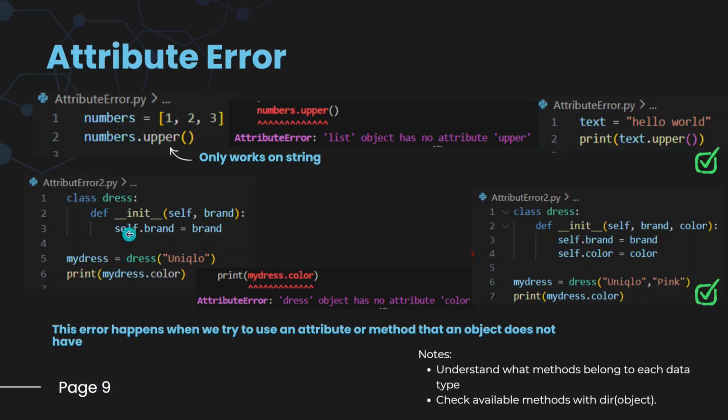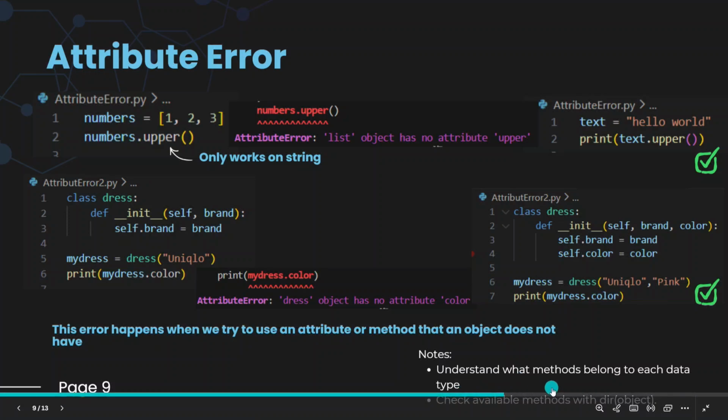This also happens in classes. If you're trying to access a variable, like here, my_dress.color, but it's not yet defined in __init__, it will give an attribute error because it's not yet defined. To understand and avoid attribute errors, we can learn what methods belong to each data type, and we can also check it using dir(object).